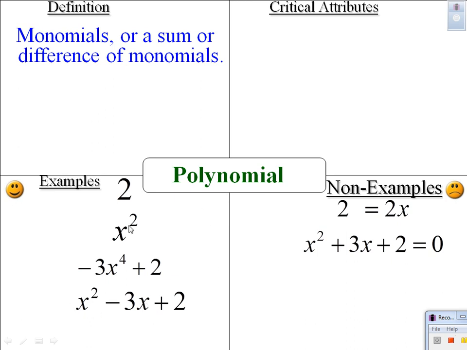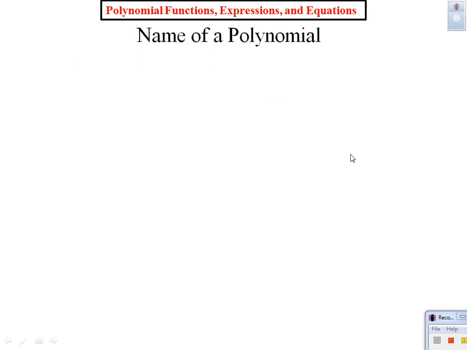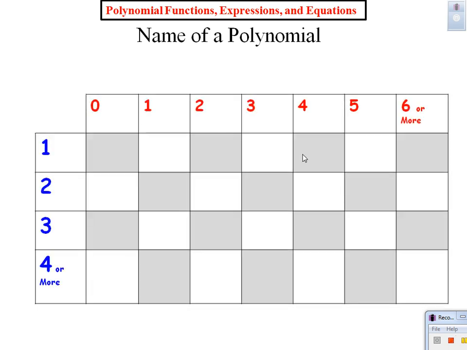Yes. So what can we tell about examples and non-examples? That all these examples are expressions only. And what are the non-examples? Equations. So a polynomial is an expression, and what else? It has various terms. Okay, so here goes another recap. I put together this little table when you covered Algebra 1. You guys remember this?